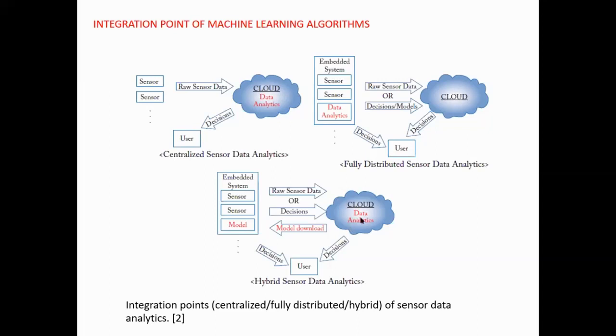Once the model is trained on a set of sensor data, then it is transferred to the embedded system. Here, the model will be downloaded to the system, the sensor nodes. Then after that, based on this hybrid computation, you may go for edge computing, where the analytics will be performed on the edge devices.